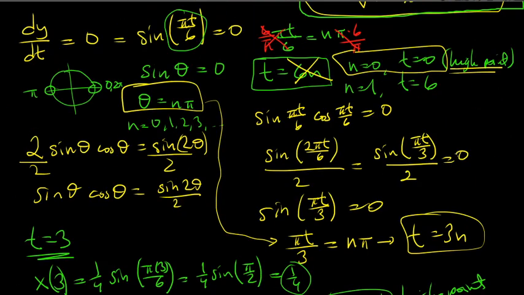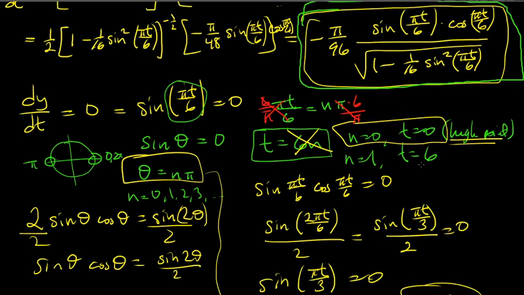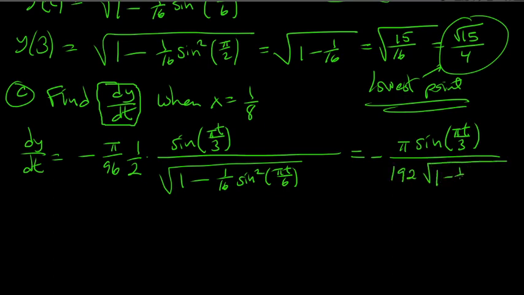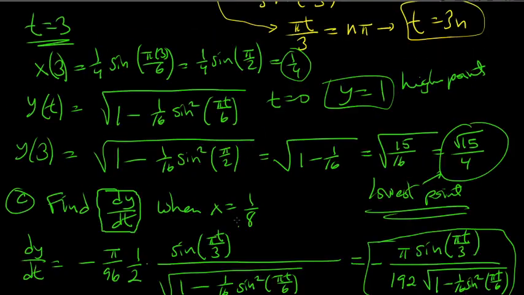So I think I got that right. So 96 times 2 is, I think, 192. So negative pi sine of pi t over 3 over 192 times the square root of 1 minus 1 over 16 sine squared of pi t over 6. Sorry about that. Okay, so that's the derivative with respect to t. So that's the velocity. That's what we're looking for.